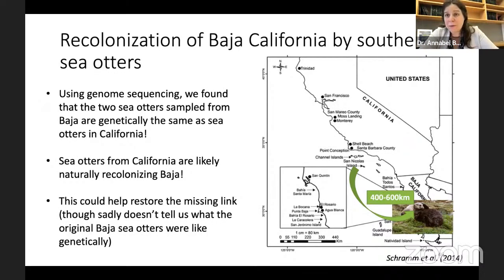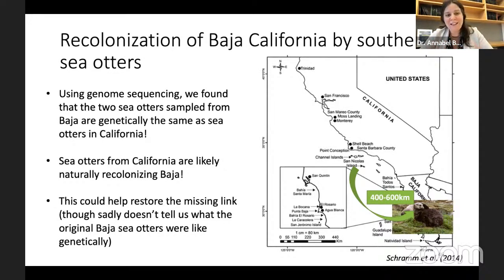This is still really cool because it means that sea otters are sort of taking it upon themselves to restore this missing link down in Mexico, and they're heading down there. And so maybe with some international cooperation and management, eventually there could actually be a stable sea otter colony down there, which would be really incredible.